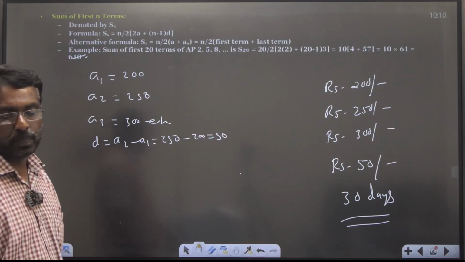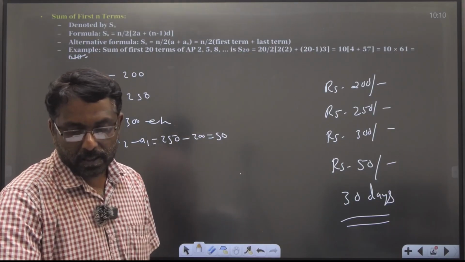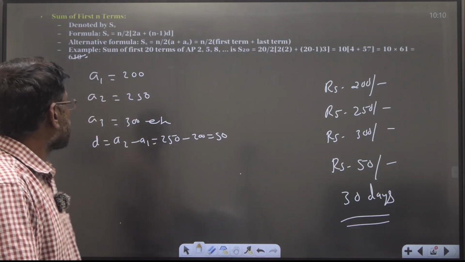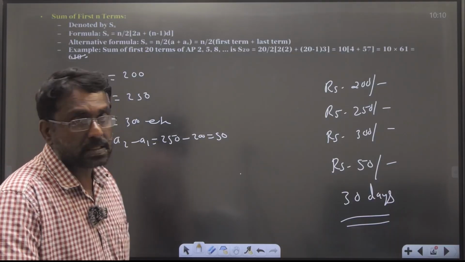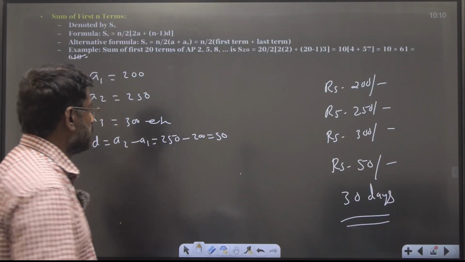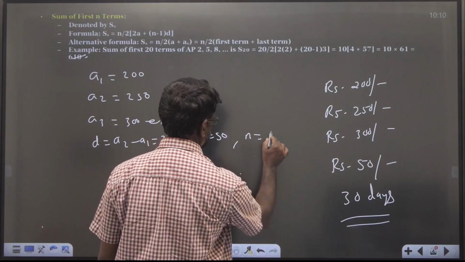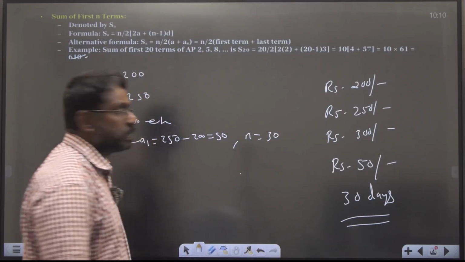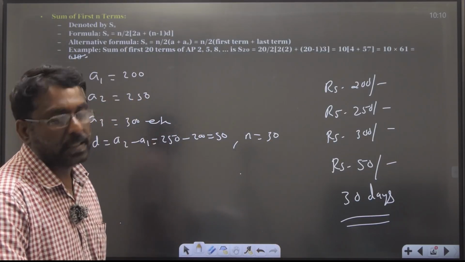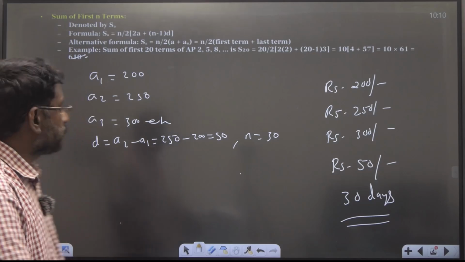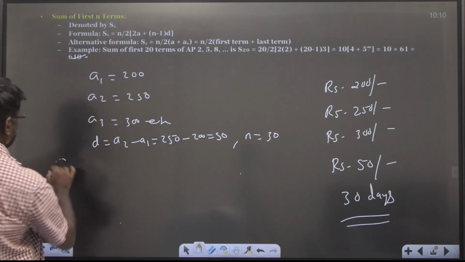That is rupees 50 is the common difference. And how many days of delay? That is n. Take it as n, that is 30. n is equal to 30 days, the number of days. We have to find out S30.